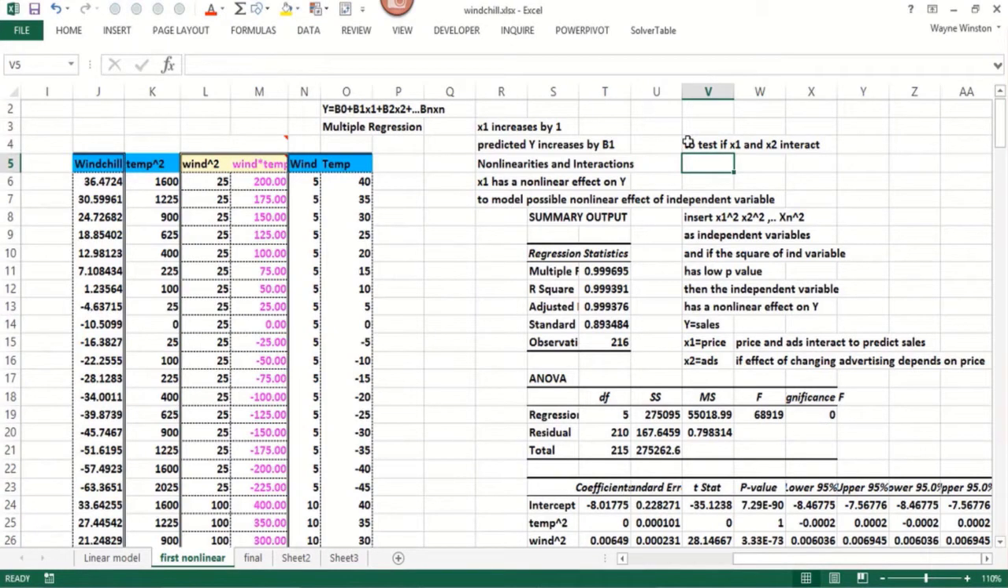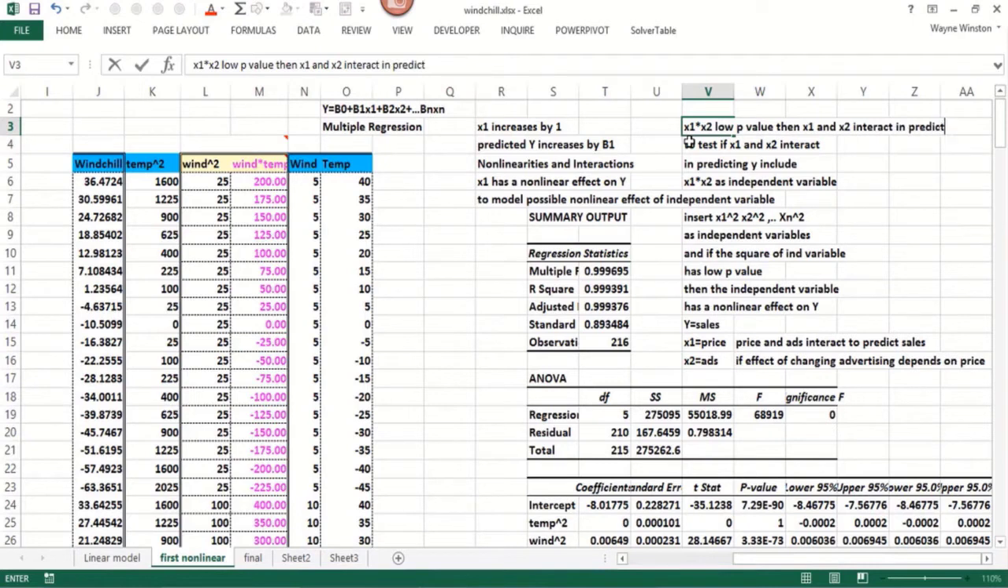The test of whether x1 and x2 interact in predicting y is to include their product as an independent variable. And if that has a low p-value, then x1 and x2 interact in predicting y. Okay, so let's take a concrete example.